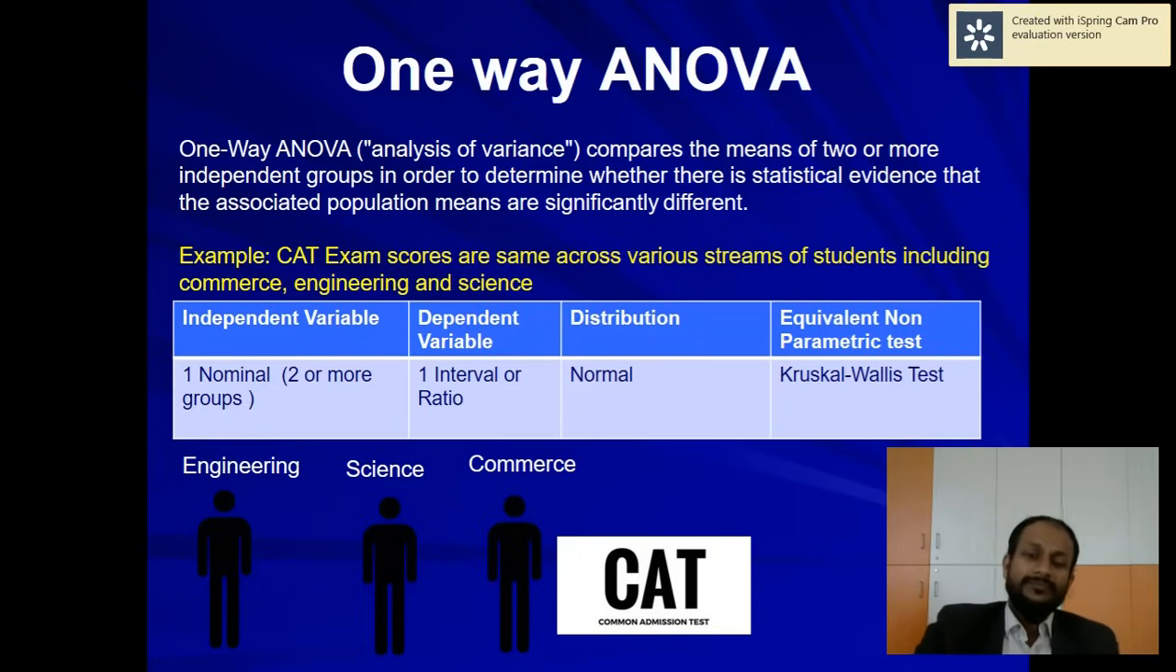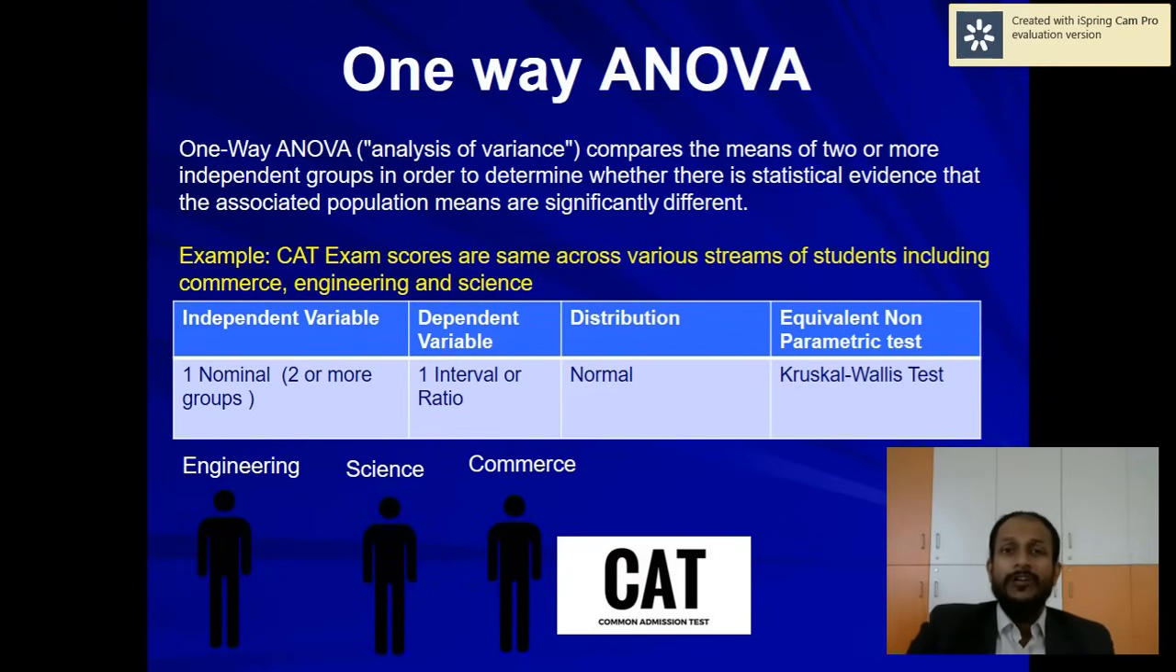Let's say, for example, that we are comparing the CAT test exam scores across the various streams of students, including commerce, engineering, and science. When I am doing this type of comparison, the kind of test I will be using is ANOVA, because the CAT score is the dependent variable and the different streams are three different groups. Okay, so I can perfectly use one-way ANOVA for this example. For the equivalent non-parametric test, I can use a test like the Kruskal-Wallis test in this scenario.